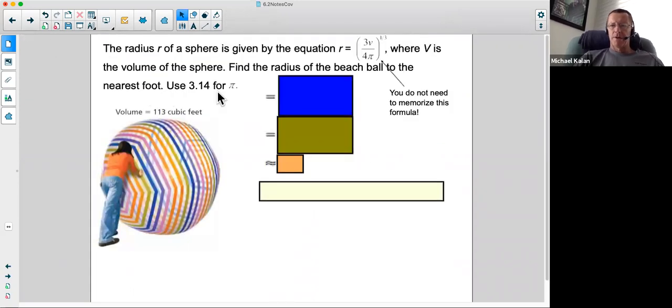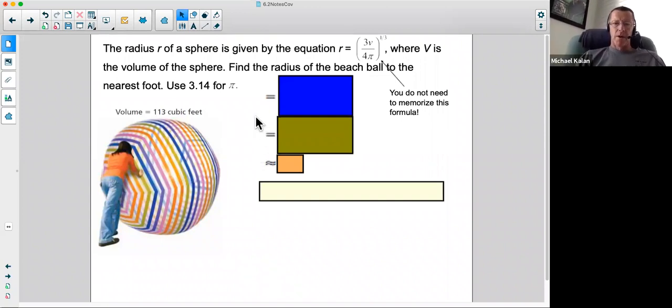All right, so let's do a few word problems. The radius r of a sphere, oh man, that would be so fun to play with, is given by the equation. There you have it. Notice that's to the 1/3 power, where v is the volume of the sphere. Okay, so v there is the volume. Find the radius of the beach ball to the nearest foot. Use 3.14 for pi. Oh, and they tell us the volume is 113 cubic feet. Okay. Oh, we don't have to memorize this formula. Thank goodness.